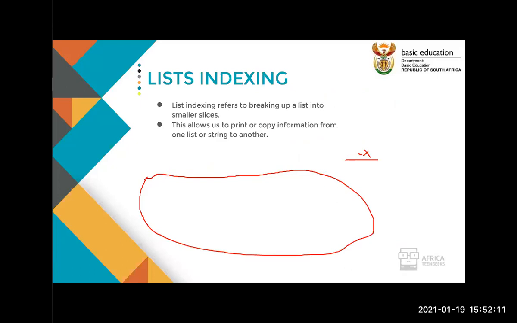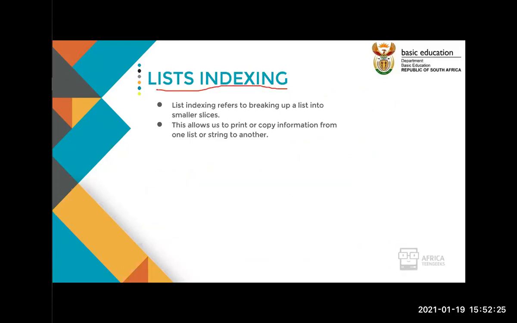Okay, let's go with this. List indexing refers to breaking up lists into smaller slices. This allows us to print or copy information from one list or string to another. So this list indexing we're doing now can be used on a list or it can be used on a string. So depending on what we want to use it for, we can use it for both. So let's look at how we use it.